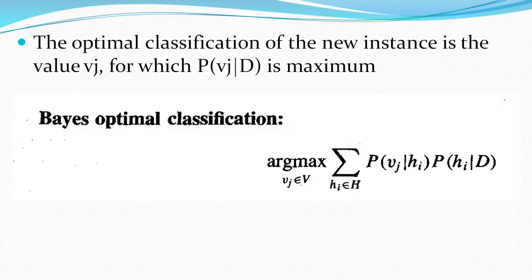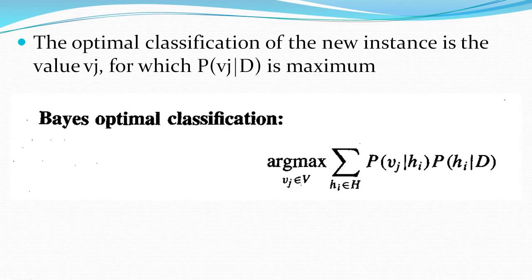And to get the optimal hypothesis, that formula is changed like this. In the Bayes optimal classification, with the summation over all hypotheses, we find the classification of the new instance by this formula. The one with the maximum value, we call the Bayes optimal classification.